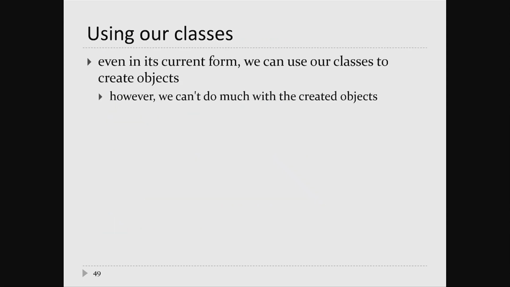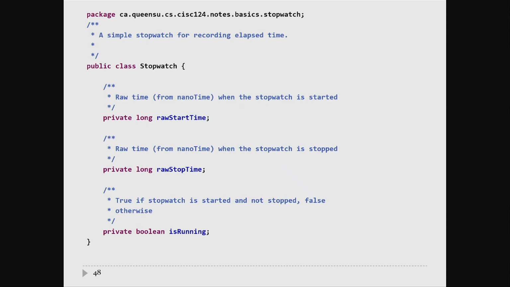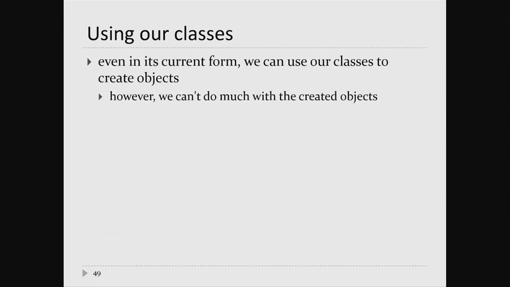Okay, our classes don't have anything in them. We've got the class, we've got some fields, and that's it. There's no methods, there's nothing. But somewhat surprisingly, they're usable. In their current form, you can actually use them. So you can make objects. You just can't do anything with the object. Well, you can't do much with the objects that you make.